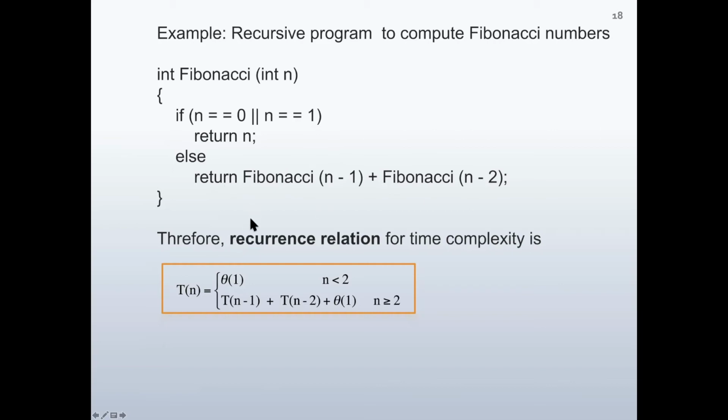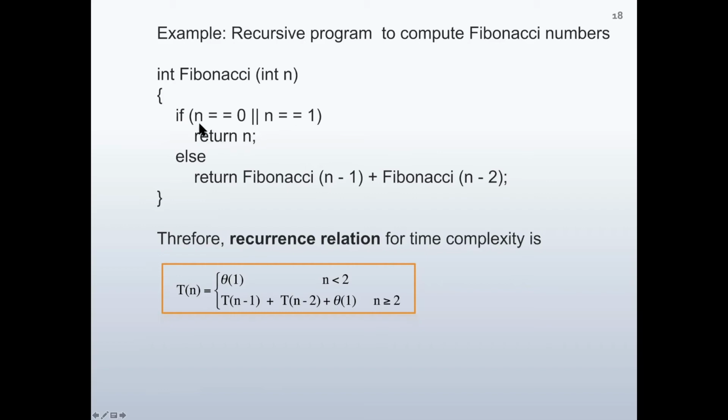We have to write the recurrence relation to find out the time complexity. Here is the recurrence relation. Notice that if n is less than 2, that is, if n is equal to 0 or n is equal to 1, it is simply returning the value of n.